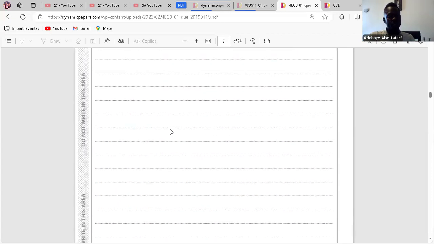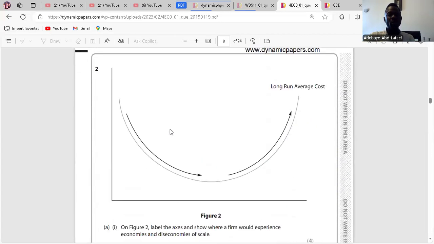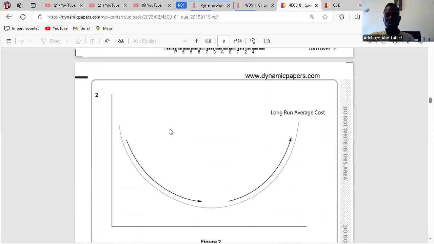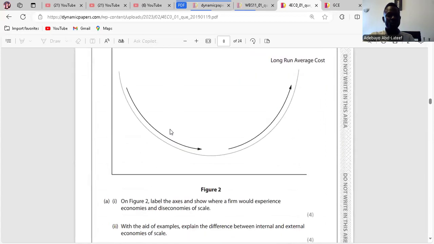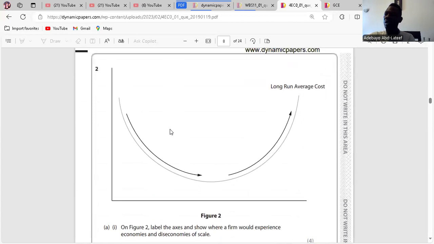Now we'll go on to question 2. In figure 2, label the axis shown where a firm would experience economies of scale and diseconomies of scale. Did you do it? Let me see. Economies, diseconomies of scale. Yes, it's right. So we have our economies of scale here. These are the points of economies of scale, and these are diseconomies of scale, and in between, constant returns to scale.